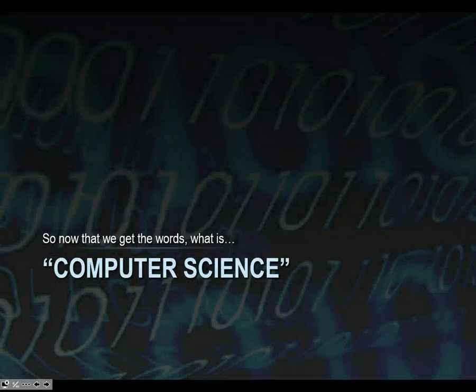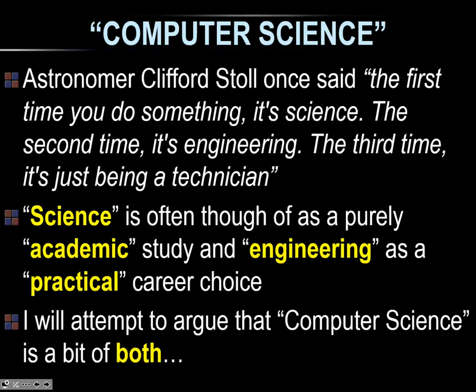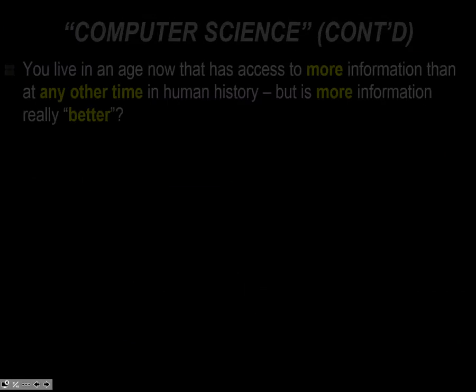So let's take a look at what is computer science. An astronomer named Clifford Stoll once said, the first time you do something, it's science. The second time you do something, it's engineering. And then by the third time, you're just being a technician maintaining it. So the word science is often thought of as a purely academic study, and the word engineering as a very practical career-based study. I'm going to attempt to argue that computer science is a little bit of both of those.